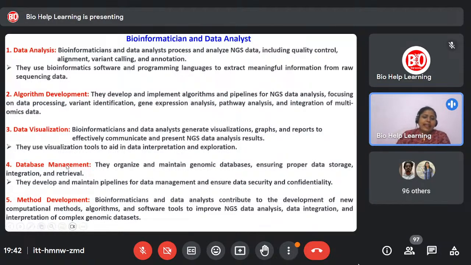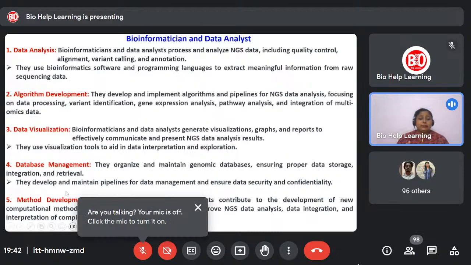Fourth is database management. In any industry, there are various kinds of data, related to sequencing, related to analysis, related to wet lab work. These things are managed by a bioinformatician and data analyst. Fifth one is method development. These four tasks are the common ones. So method development is the master task.